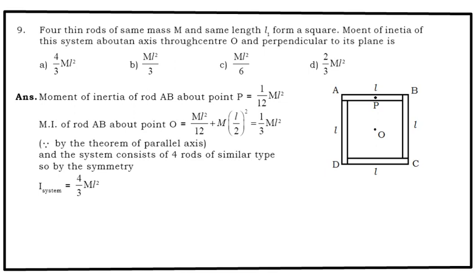So the moment of inertia of a single rod about O would be equal to mL²/12 plus m(L/2)². That becomes 1/3 mL². Now how many rods do we have? This is the moment of inertia of one rod. We have 4, so multiply by 4. So I get the moment of inertia of the system as 4/3 mL².